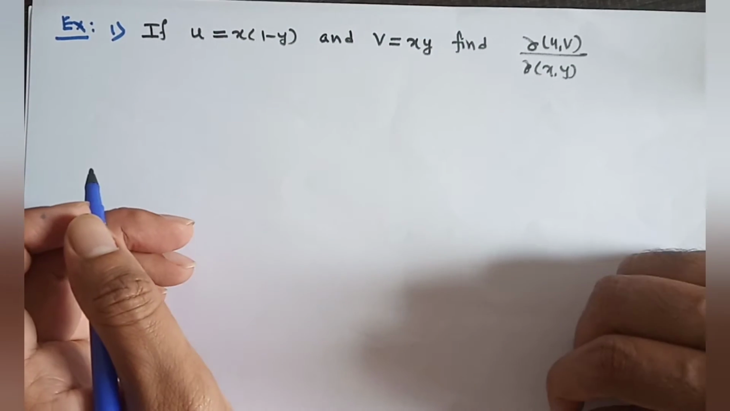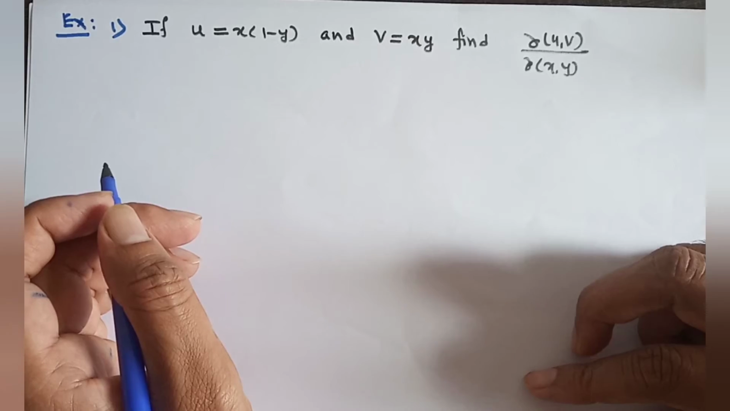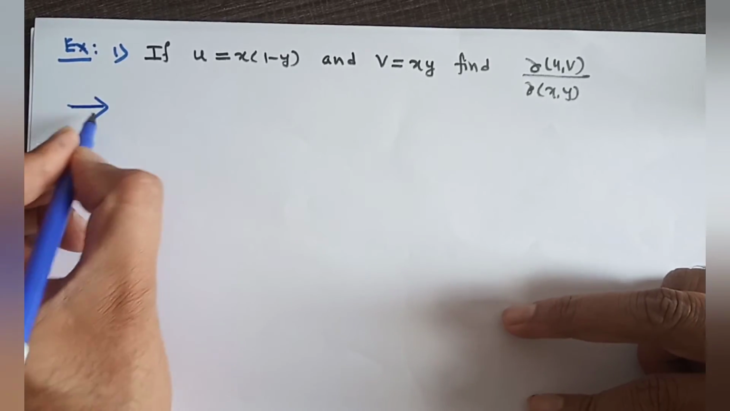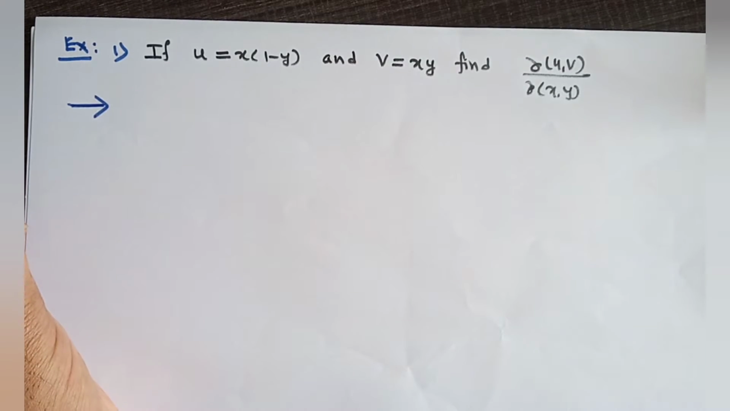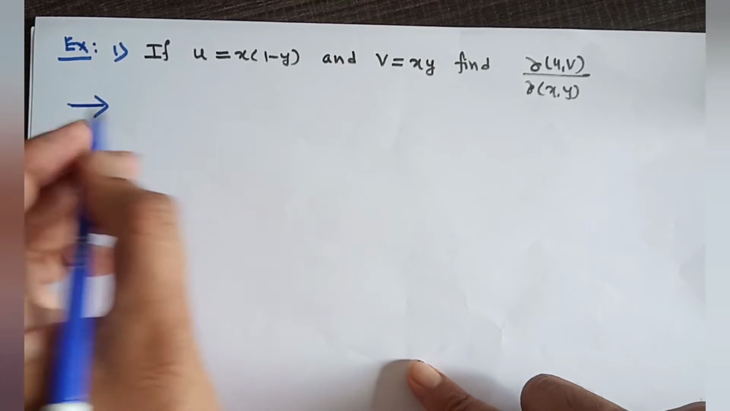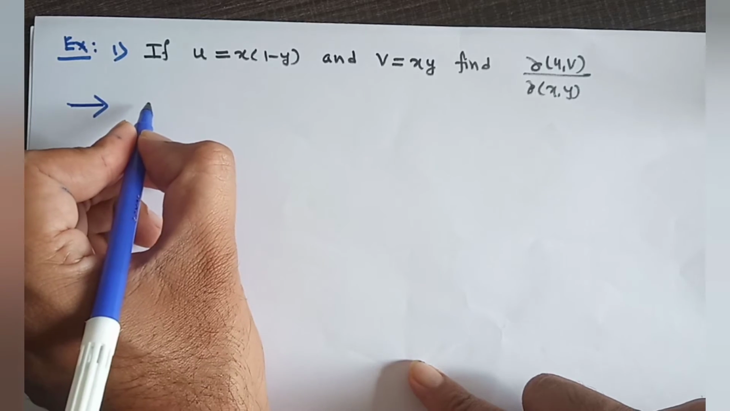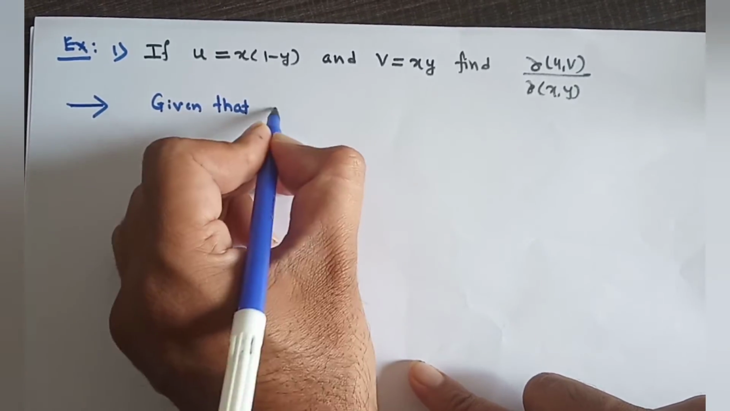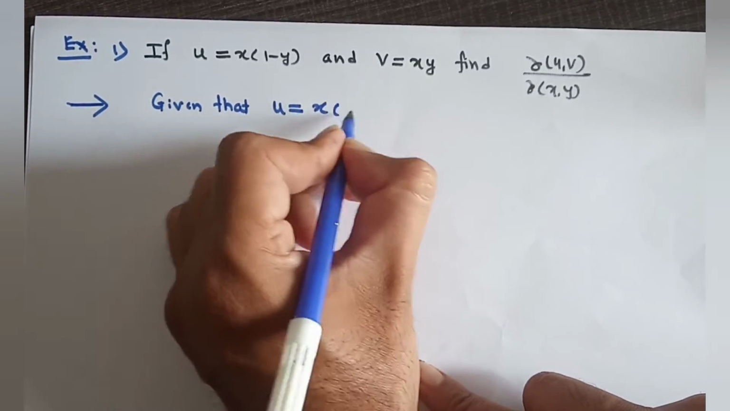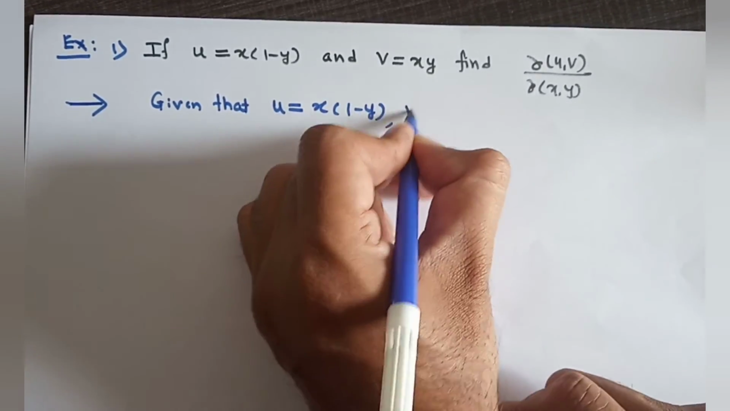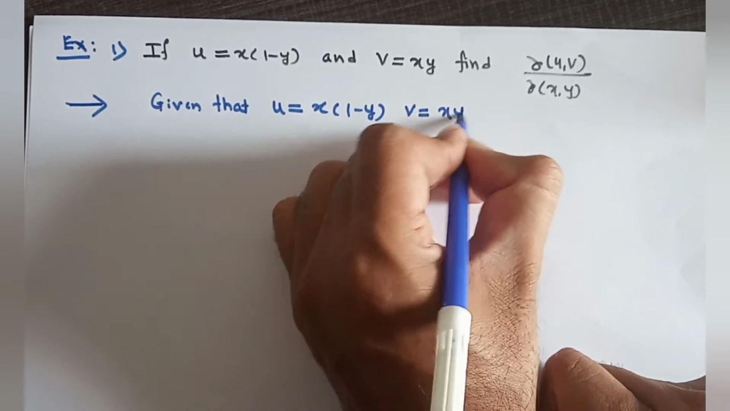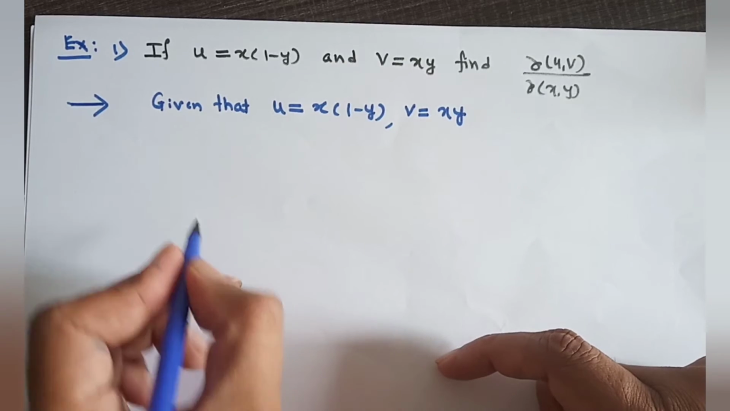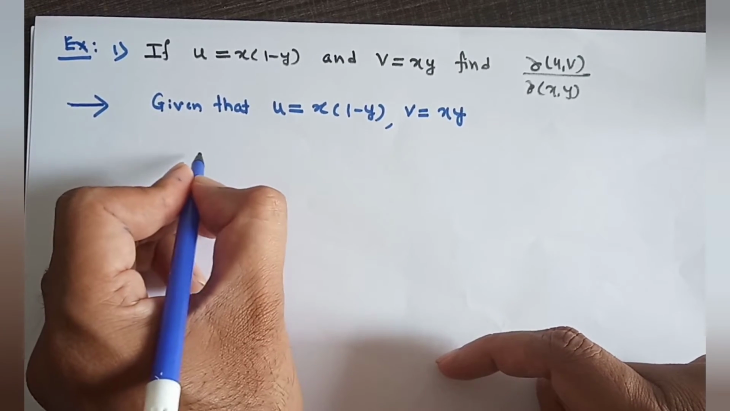So the first example is: if u is equal to x into 1 minus y and v is equal to xy, then find the Jacobian of u, v with respect to x, y. So how to find this? Here it is given that u is equal to x into 1 minus y and v is equal to xy, functions of two variables x and y. Now what is the definition of Jacobian?